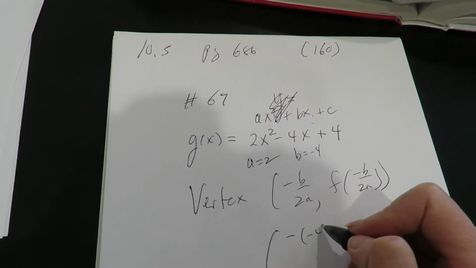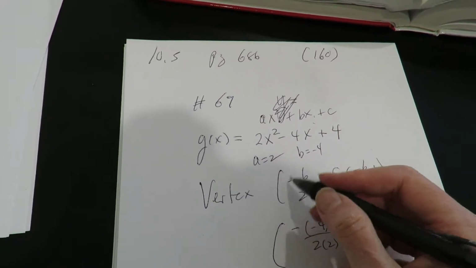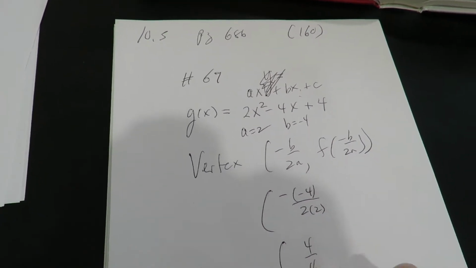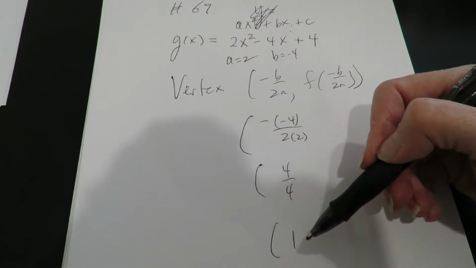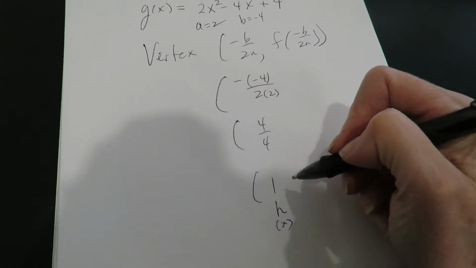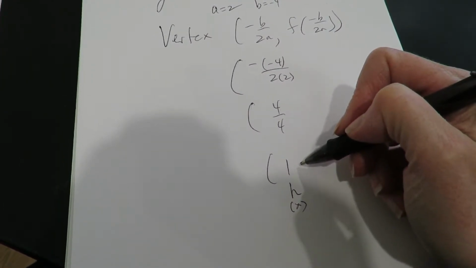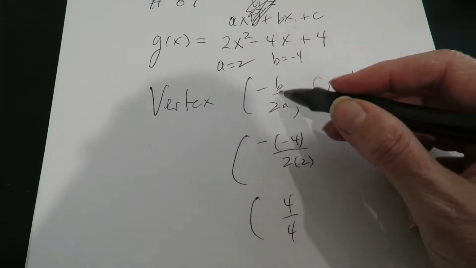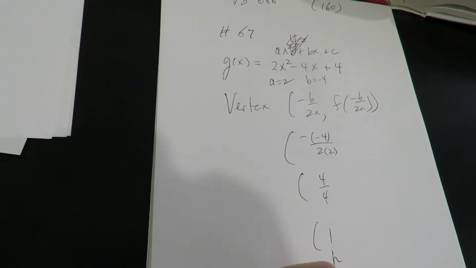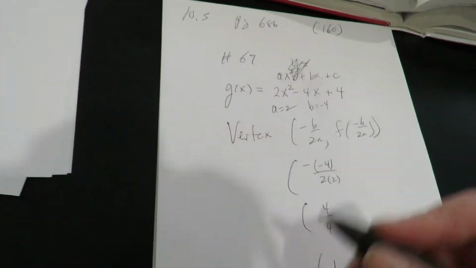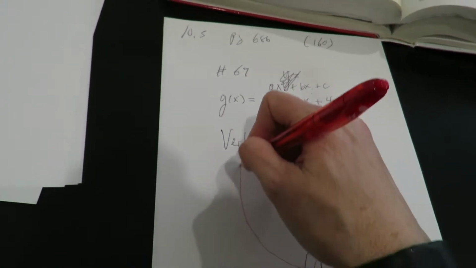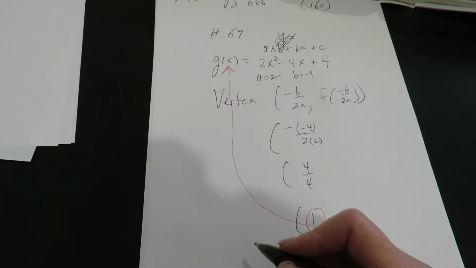Okay, so I'm going to do negative 4 over 2 times 2, and you have to keep crunching out this front value here. So it turns out that the x value, or specifically the h, because h is a specific x value, the h of the vertex is 1. Now you plug that in to find the y. So I'm going to plug into the original, g of 1, taking this value and plugging it in to find the height.